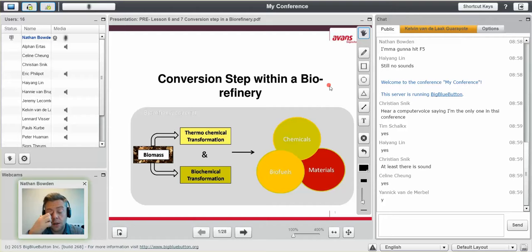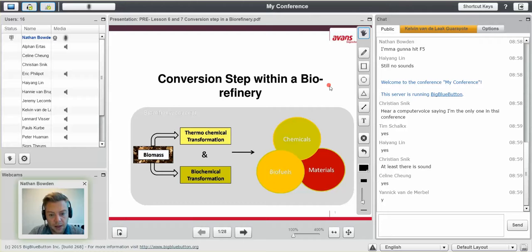We also talked about pre-treatment steps, a very important step of the biorefinery process to get your biomass in a certain situation. So the breaking down of lignin, the breaking down of cellulose, hemicellulose, the extraction of proteins, etc. We talked about that yesterday and the day before that, I think, a little bit.